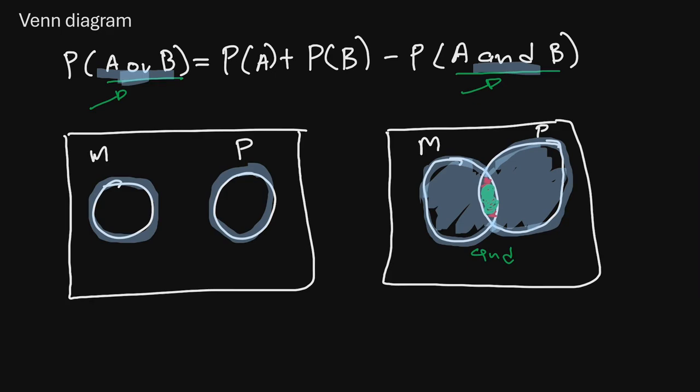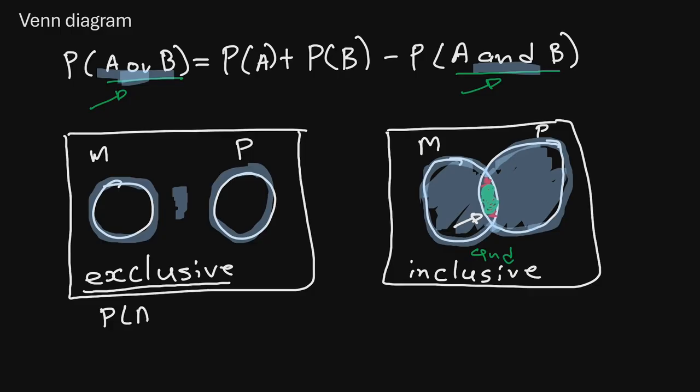To say that if the events don't have intersection, we are going to call these events mutually exclusive events. So these are exclusive. They don't have intersection. But now if the events have intersection, which is and here, we're going to say these are inclusive events because they have intersection.